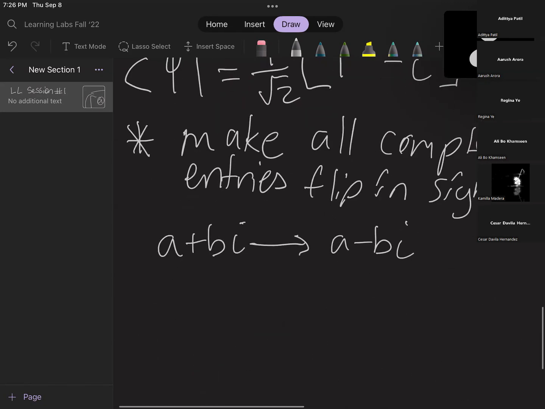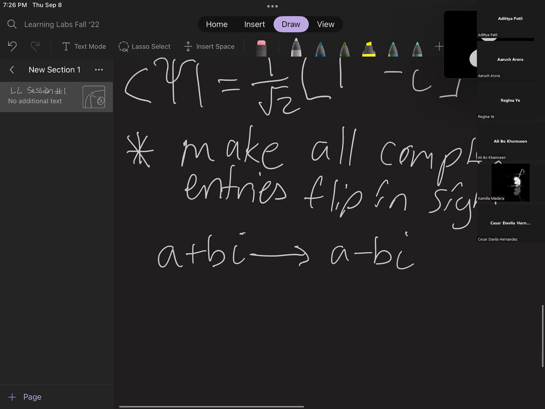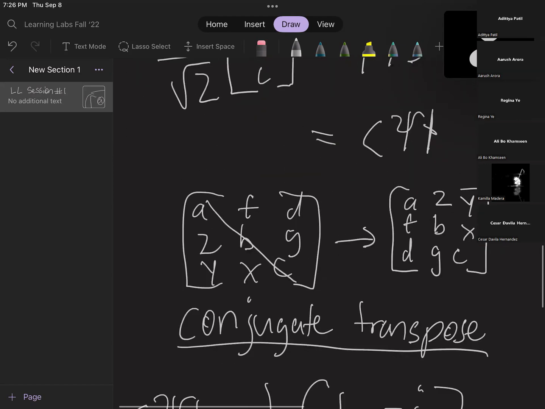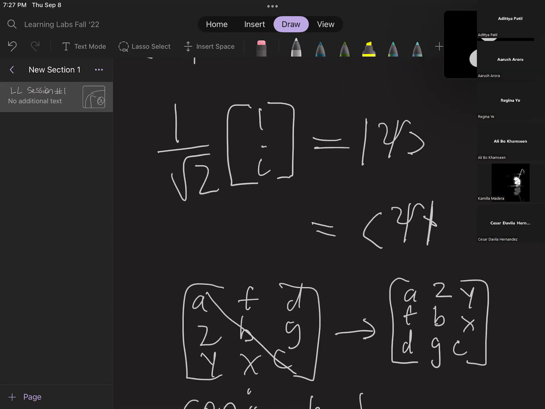So just to clarify, the conjugate part is taking a complex number and flipping the sign of the complex part of the complex number. So with a transpose, you just flip the matrix, but the complex conjugate transpose flips the matrix and also takes the conjugate of every entry.